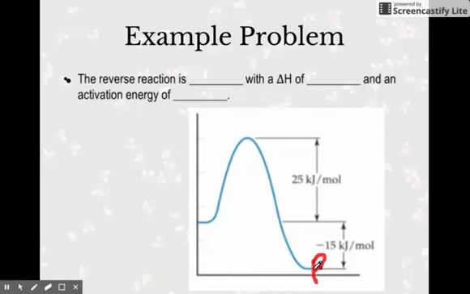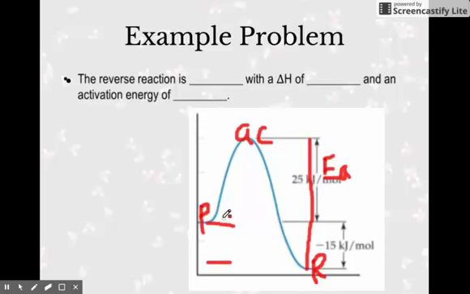And when we're going in reverse, we just flip-flop our reactants and our products. Activation energy is still at the top. This time our activation energy would be this entire side. Our delta H stays the same, just flips the sign. Difference between reactants and products gives us our delta H.